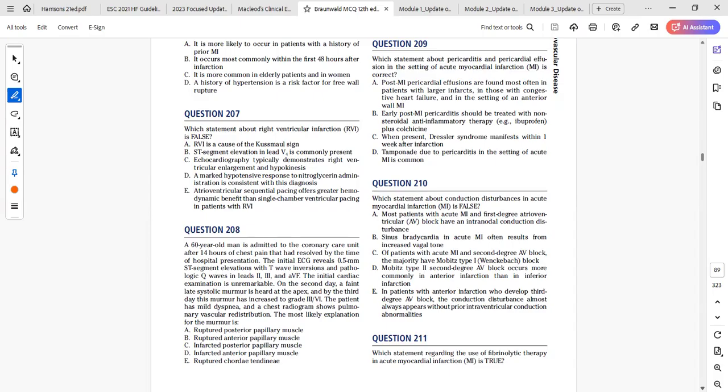So the posterior papillary muscle is more prone to infarction. So the answer for this question 2 is infarcted posterior papillary muscle. So C would be the answer for 2.